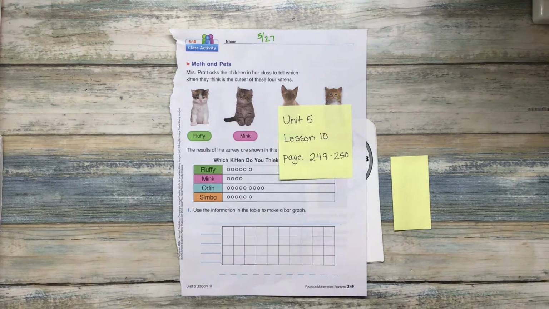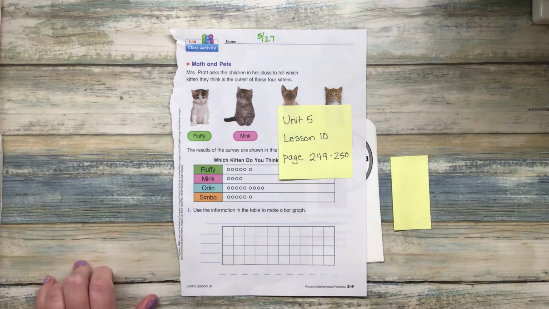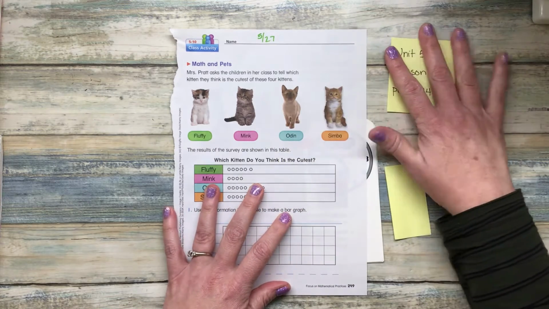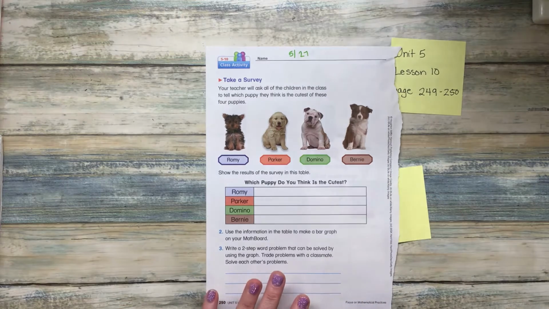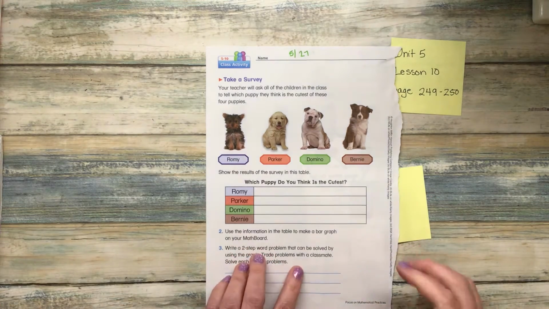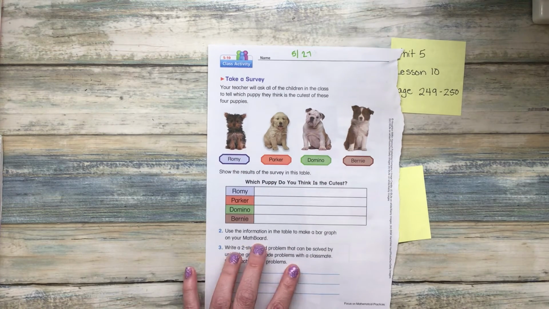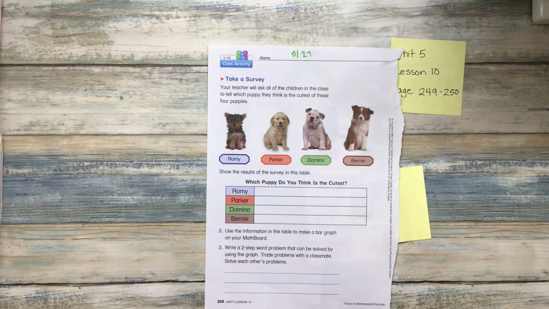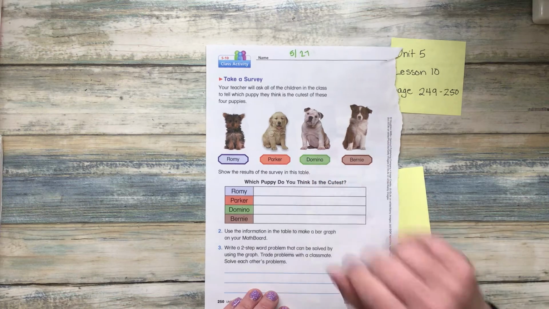Today we are working on Unit 5, Lesson 10, pages 249 through 250. And you will recognize these pages because it's the cute little kitties on one side, and you probably recognize those puppies on the other side. So I asked a question about those dogs a couple weeks ago, and now the data is available to you in Seesaw. So you will be able to solve this problem in Seesaw.